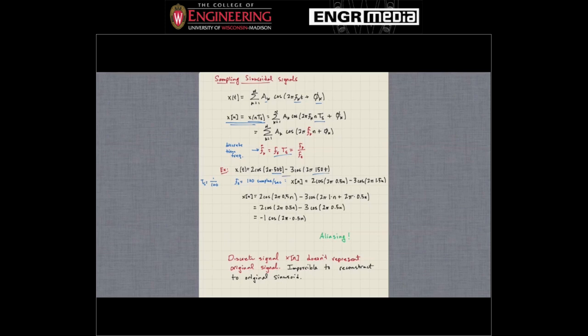I've replaced everything with an n divided by 100, right? Because TS is 1 over 100. So I get the following: 2 times cosine 2 pi times 0.5n, okay? And then minus 3 cosine 2 pi times 1.5n. So some of you might notice something a little fishy right away, but let's just do a little algebra and try and understand this better.